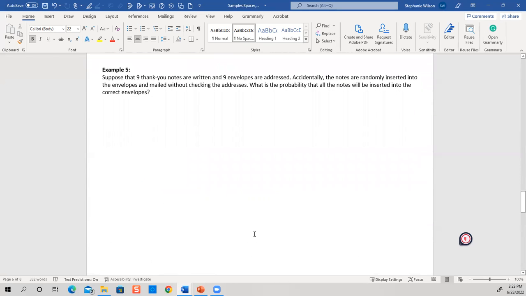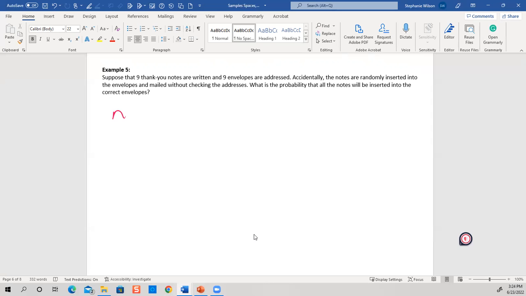Example 5: suppose that 9 thank you notes are written and 9 envelopes are addressed. Accidentally, the notes are randomly inserted into the envelopes and mailed without checking the addresses. So what is the probability that all the notes will be inserted into the correct envelope? So let's look at this.